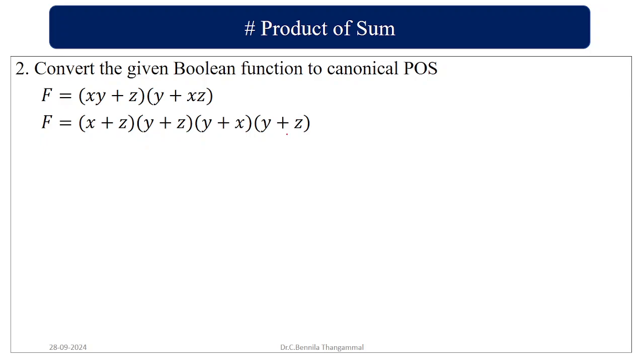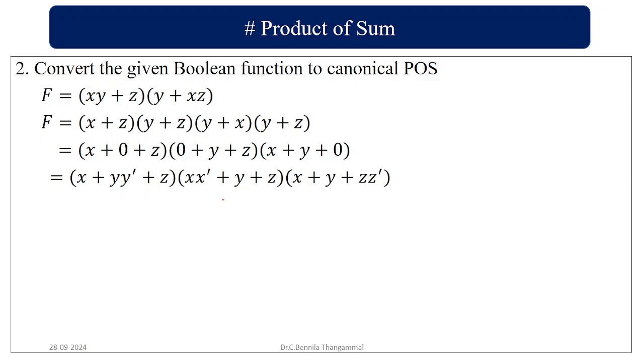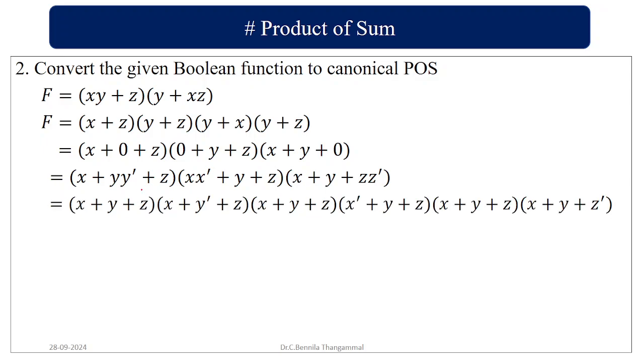So now it is in the product of sums form, right? Now I have to see how many literals are available. So x 1 literal, z 1 literal, y 1 literal. So totally you have 3 literals, x, y, z. So now you have to make sure that each and every sum term should have all the literals. So for that I'll just find the missing literal and then I'm just going to add 0 to it. And then the 0 should be replaced by the product of the original and the complement. Then distributive law, I'm just expanding this one.